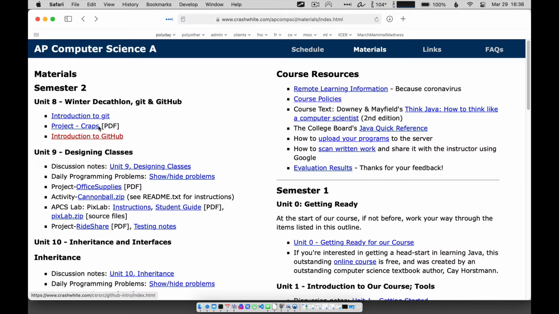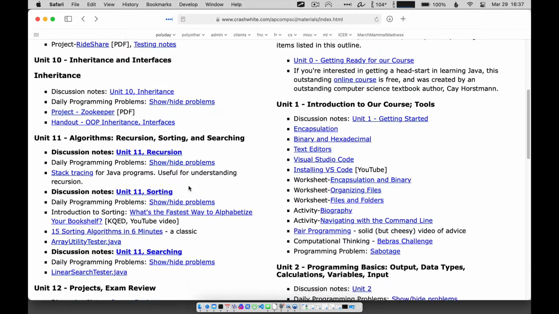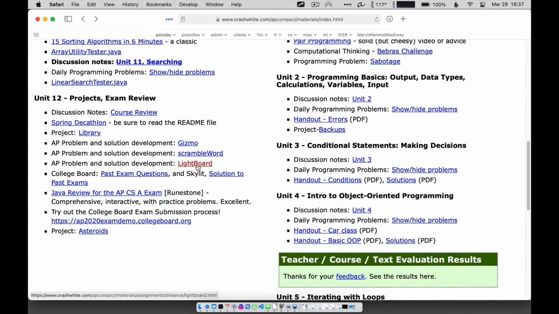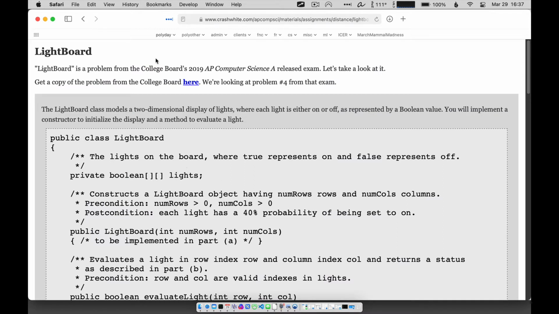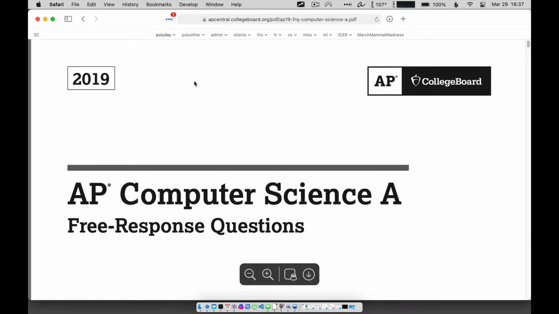Hello. We're going to take a few moments to look at this AP problem here. We're looking at the problem LightBoard. And this problem was from the 2019 AP Computer Science A released exam. You can go to the College Board website and get it right here.